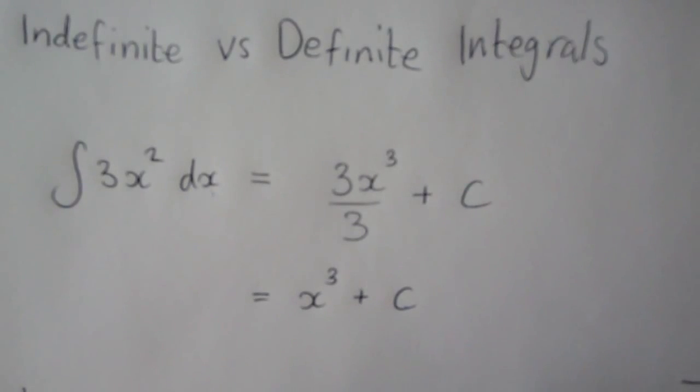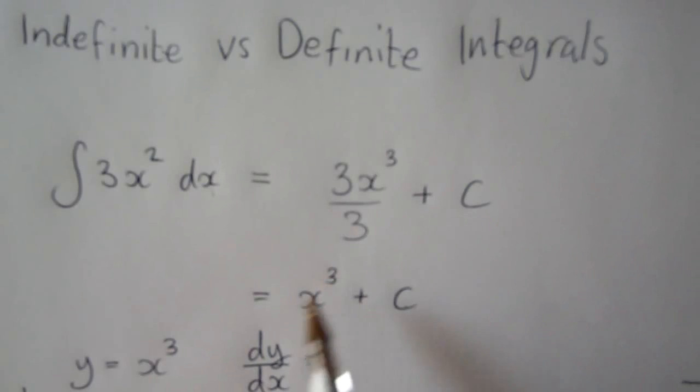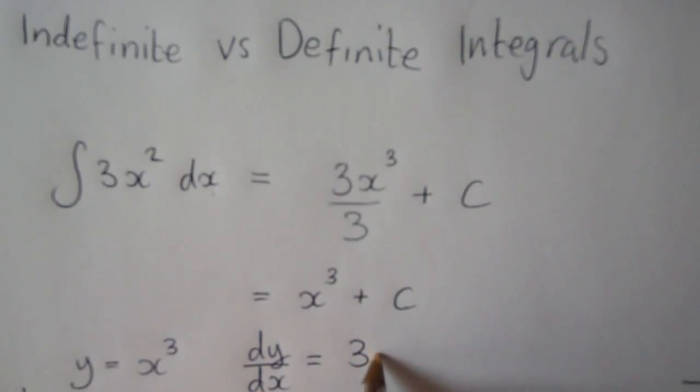Now, a good way to check that we've done this properly is to do just that: differentiate. So what if we have y equals x to the 3? dy dx equals, and remember the rule, multiply by the power, 3x, take away 1 from the power. So that becomes 2.